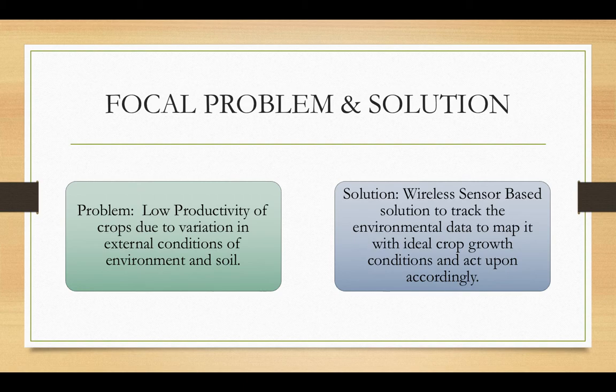The problem that I see as a major one for agriculture is low productivity of crops due to variation in external conditions of environment and soil. The external conditions that I talk about here include the humidity, temperature, and the soil conditions like moisture, soil alkalinity, etc. The solution that I see as feasible here, using a wireless sensor based network, is to track the environmental data and map it with the ideal crop growth conditions and act upon it accordingly.